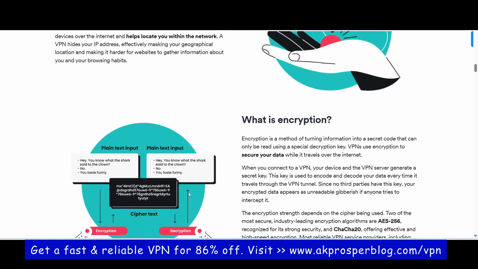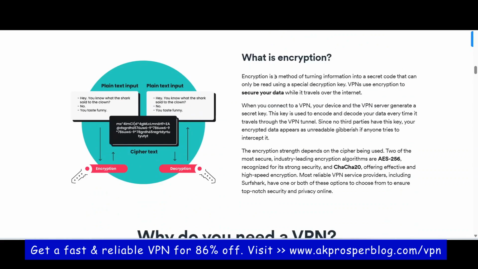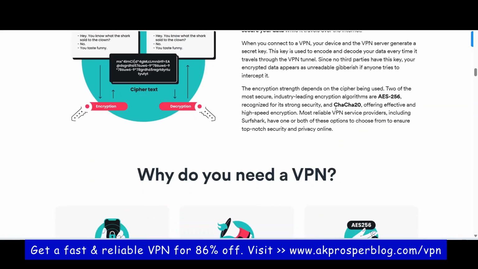So let's look at encryption. Encryption is a method of turning information into secret code that can only be read using a special decryption key. A VPN uses encryption to secure your data while it travels over the internet. So that's another level of security that a VPN provides for you.